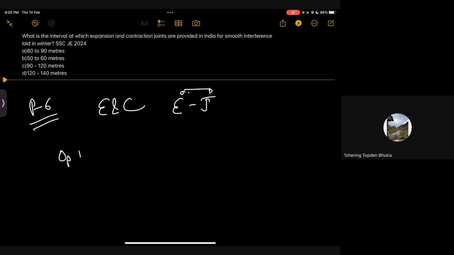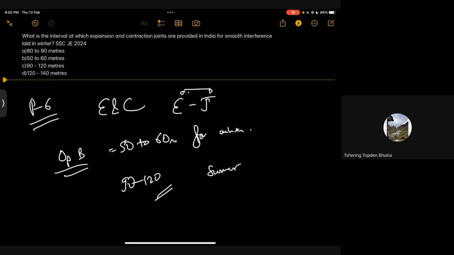So it is option number B. It is 50 to 60 meters. There is nothing to explain for winter because it is already given. So expansion and contraction joints: for summer it is 90 to 120. Just remember this much.